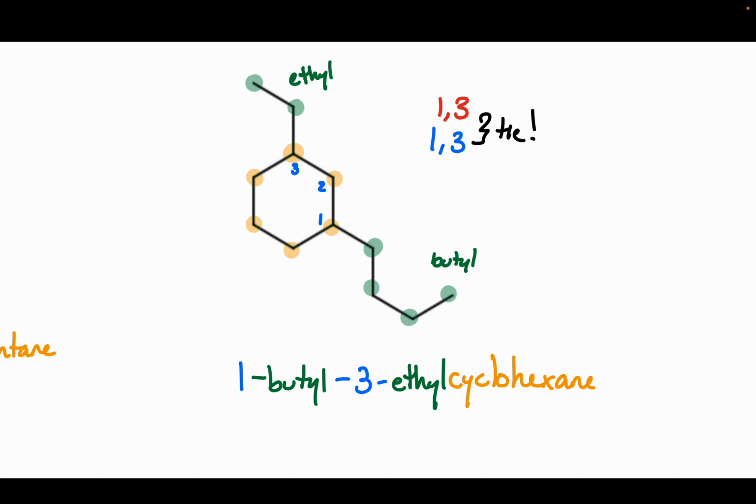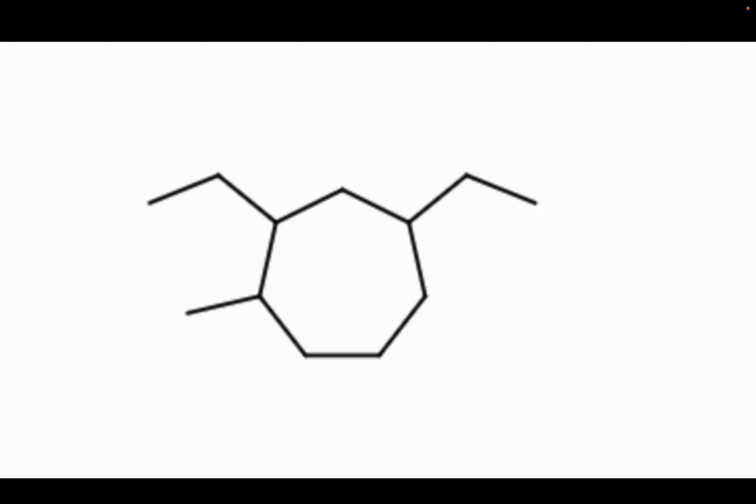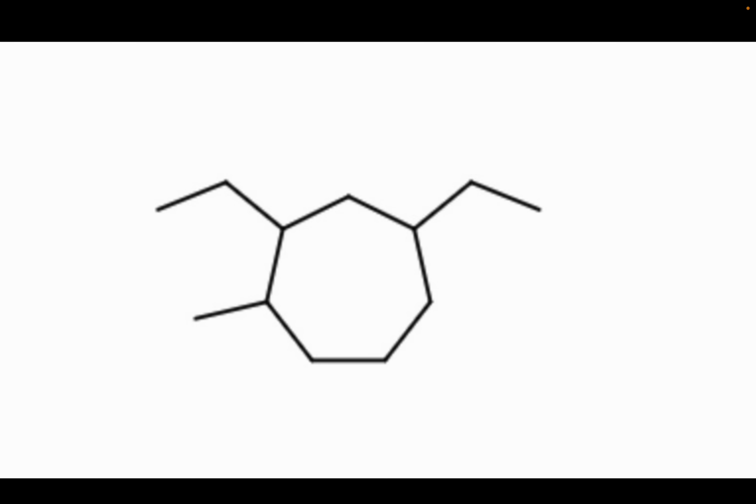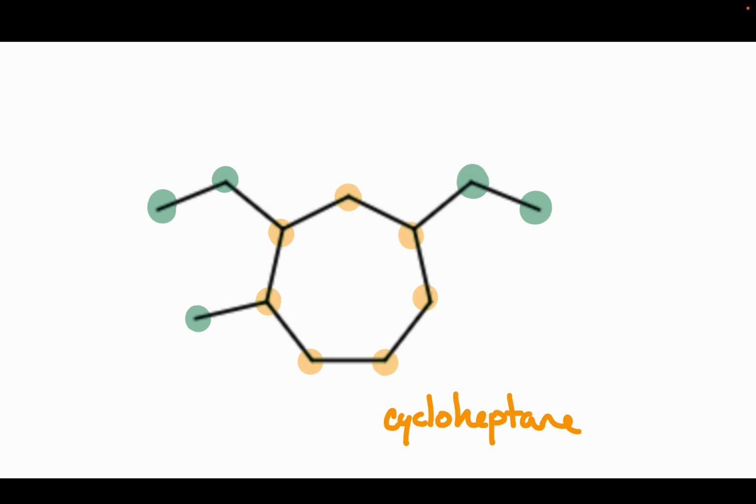All right, so two more examples here. Let's do this one. I'm going to find my parent chain. 1, 2, 3, 4, 5, 6, 7. All right, so this would be a cycloheptane. And I have these three substituents, an ethyl group, another ethyl group, and a methyl group.